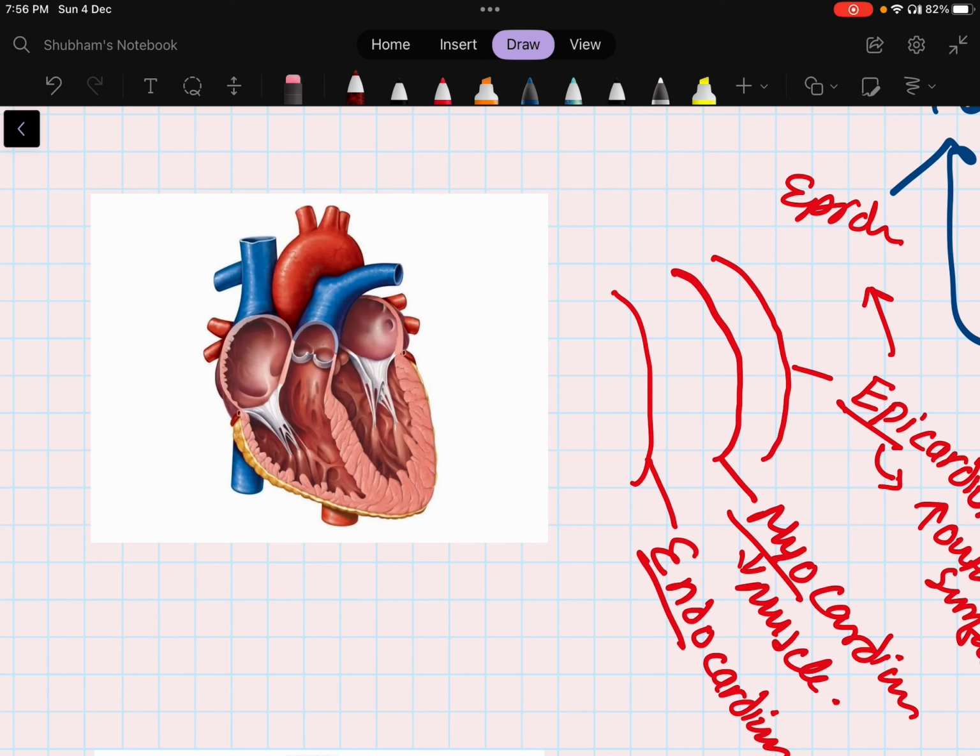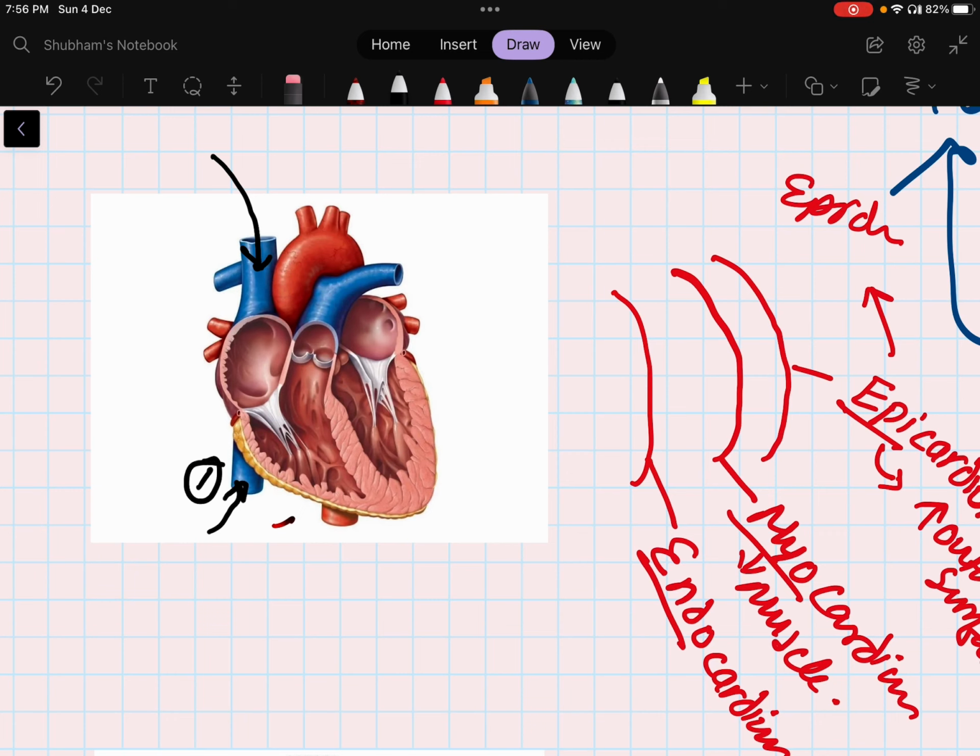Okay, so these are the walls connected by chordae tendineae to our muscles. Right. Okay. So how does our cycle work? Let's have a discussion on how blood is draining into our vena cava, superior vena cava and inferior vena cava. Right.